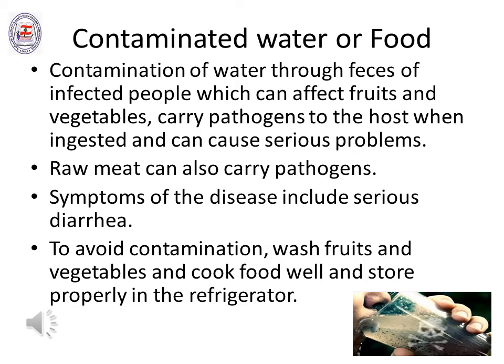The third way is contaminated water or food. Contamination of water through feces or waste of humans, which can affect fruits and vegetables, carries pathogens to the host when ingested and can cause serious problems. Raw meat can also carry pathogens. Symptoms of the disease include serious diarrhea and sometimes vomiting. To avoid contamination, wash fruits and vegetables, cook food well, and store it properly in the refrigerator.